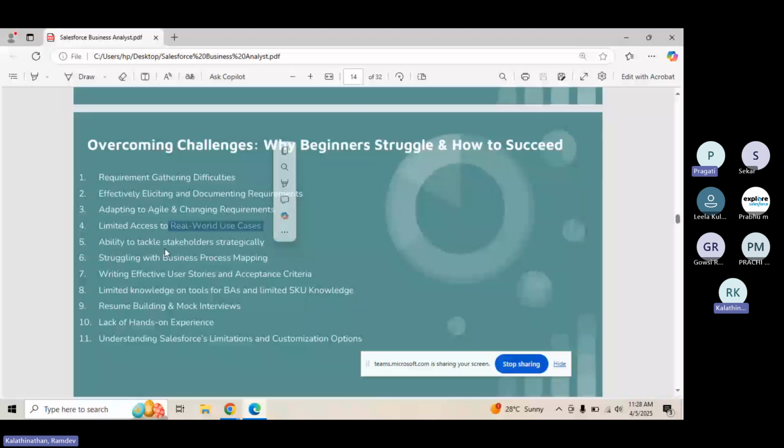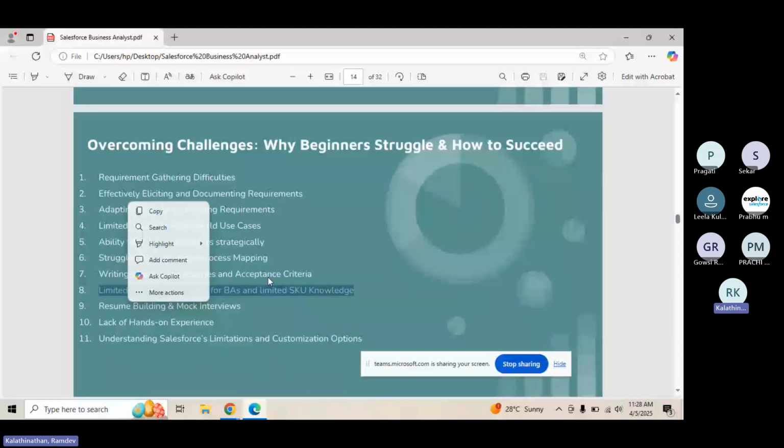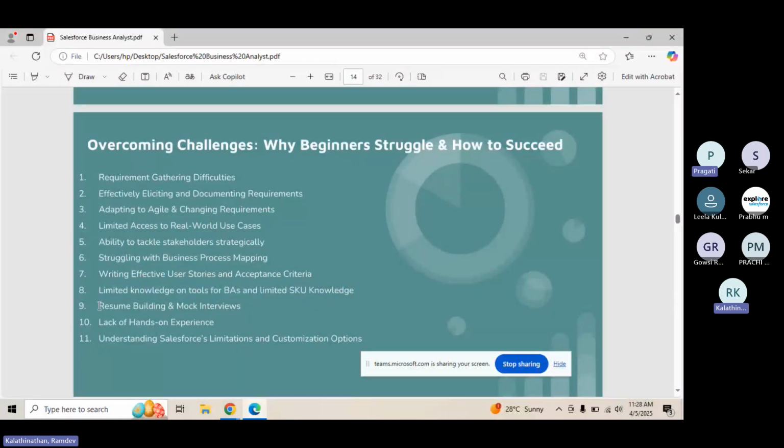A lot of BAs I've seen when I used to train BAs within my company, with business process mapping, they are not able to put it in a flowchart and explain what the business process is. And everywhere, writing effective user stories and acceptance criteria, I see a big gap. Not all BAs are aware of all the tools that are available for BAs, and they have very limited knowledge of the different products in Salesforce. I also see gaps with resume building and interviews. A lot of people do not have hands-on experience, but thanks to Trailhead, it can give you hands-on experience to some extent at least. And a lot of BAs don't understand what Salesforce limitations are and the customization options.